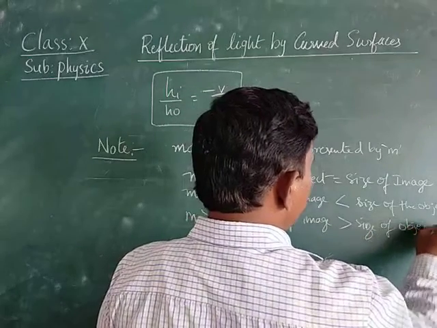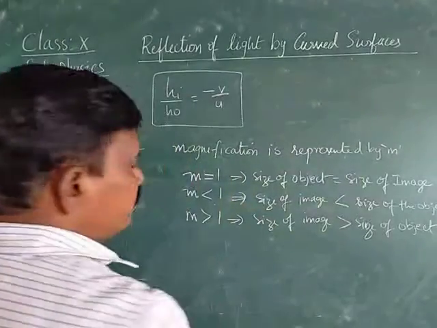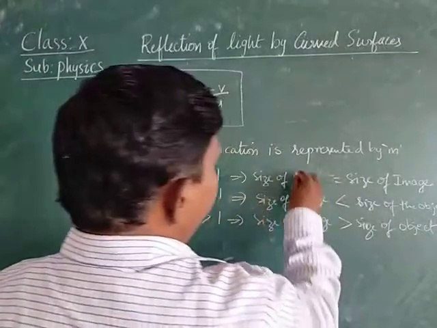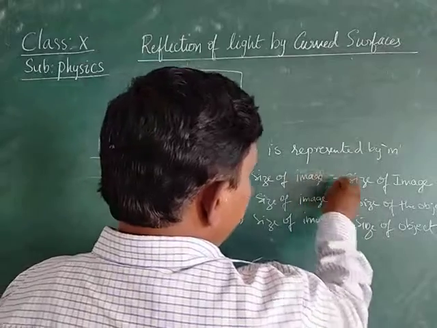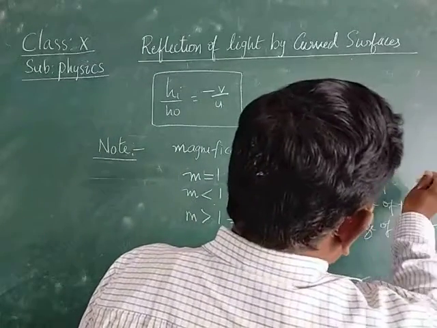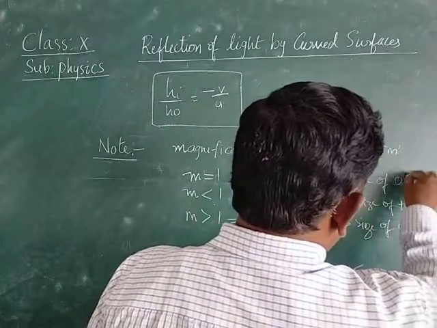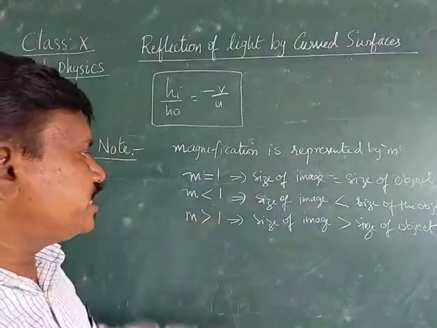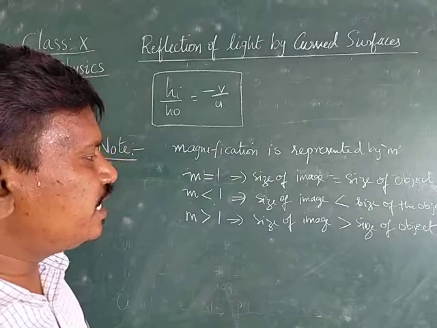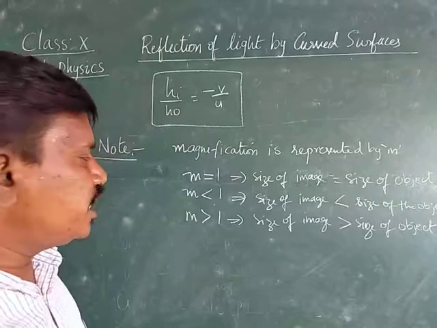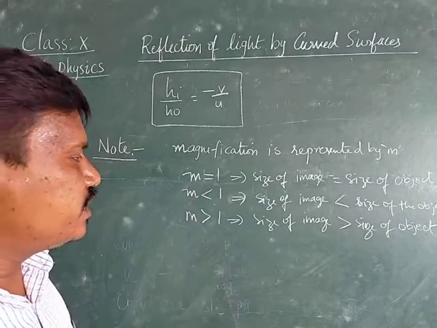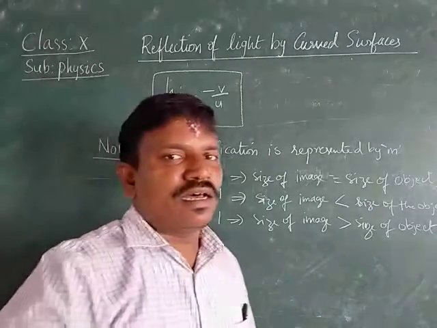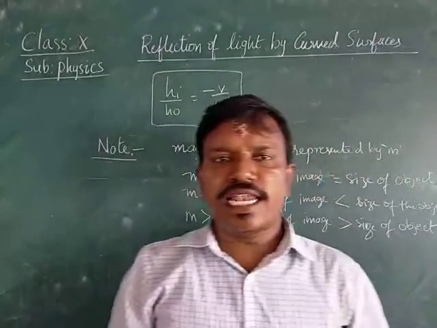This you should note down, very, very important. If m is equal to 1, the size of the image is equal to the size of the object. If m is less than 1, the size of the image is less than the size of the object. If m is greater than 1, the size of the image is greater than the size of the object. This is about the magnification. The remaining we will be learning in the next class.